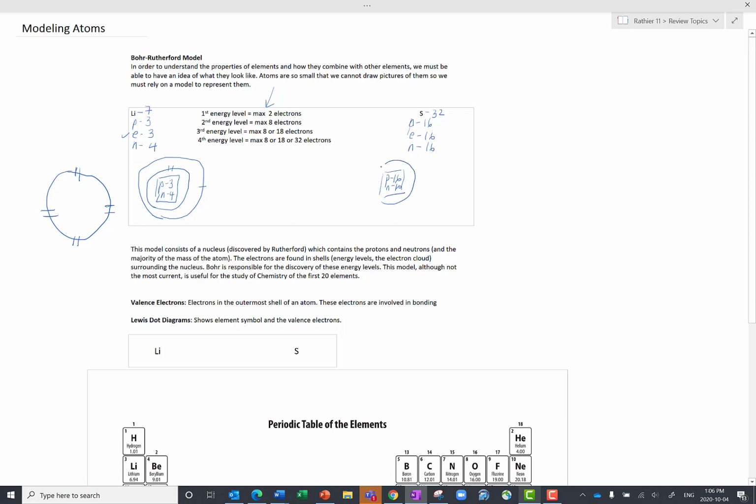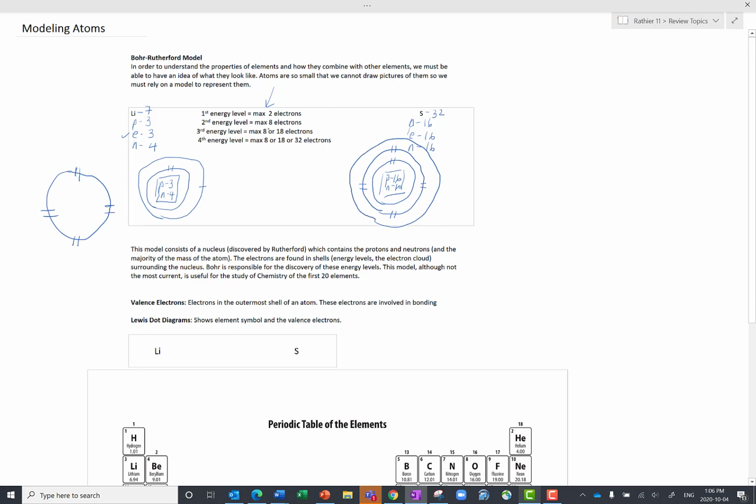I've got 16 electrons to place, so I'm going to put 2 on the first energy level. I'm going to put 8 on the second energy level. So far I've put 10 electrons in my model. And now, and I should be giving myself more space here, but now I've got my third energy level.